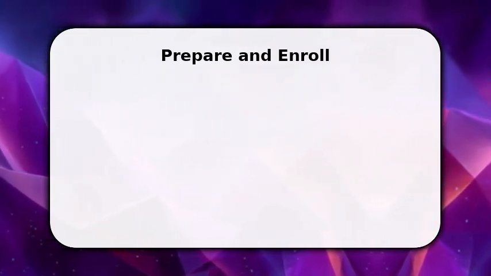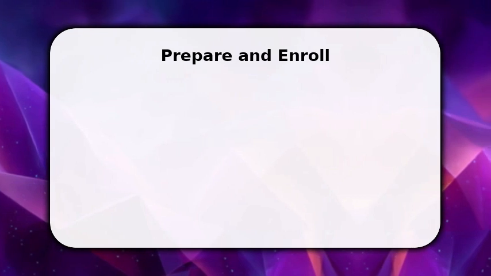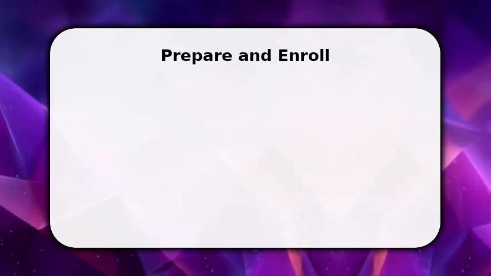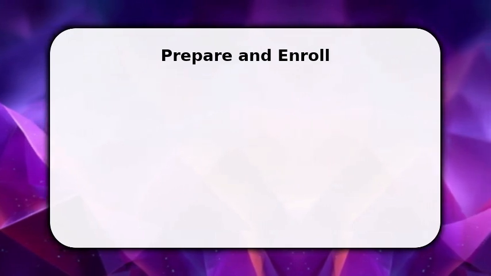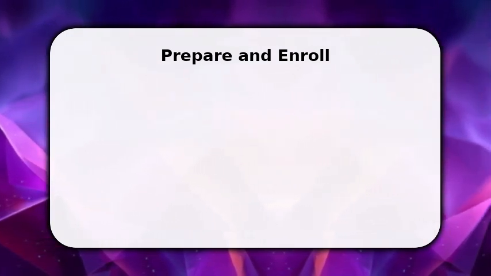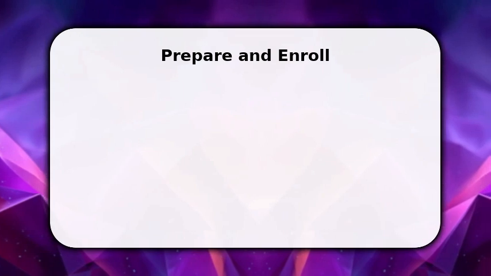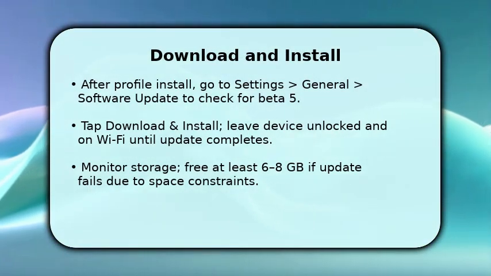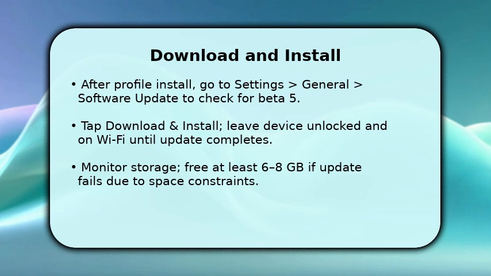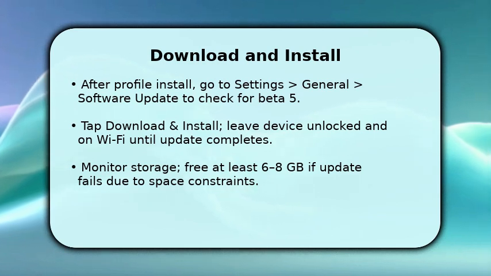Once done, open Settings, tap General, then VPN and Device Management to enable the profile. Make sure your iPad is on Wi-Fi and has over 50% battery or is plugged in before moving to the update. Once the beta profile is active, navigate to Settings, General, Software Update to fetch iPadOS 26 Beta 5.